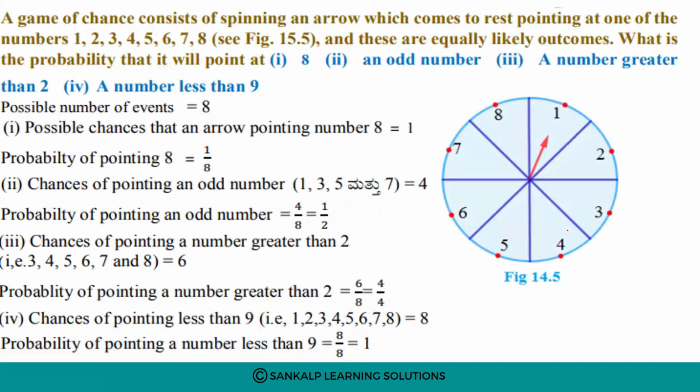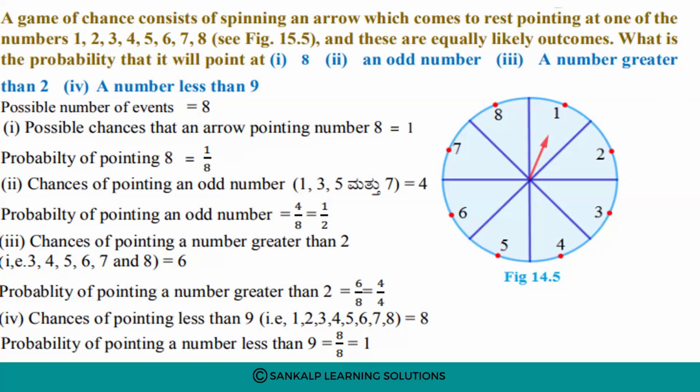A game of chance consists of spinning an arrow which comes to rest pointing at one of the numbers 1, 2, 3, 4, 5, 6, 7, 8. You can see in this figure, and these are equally likely outcomes. What is the probability that it will point at 8, an odd number, a number greater than 2, a number less than 9? So here a spinning arrow is there, and when you rotate this wheel, it will rest at one point. Now we need to find the probability that it will point at 8, an odd number, a number greater than 2, and a number less than 9.